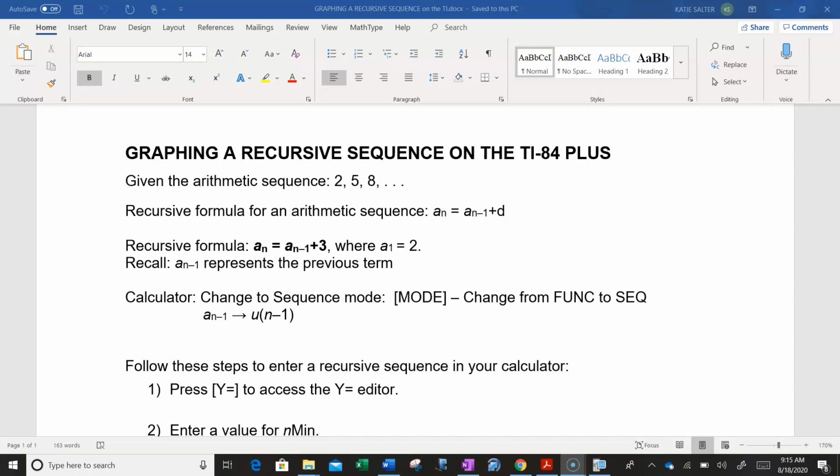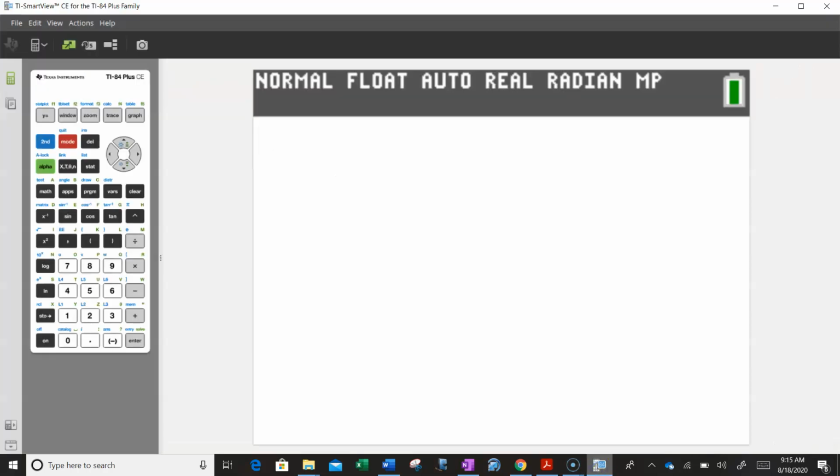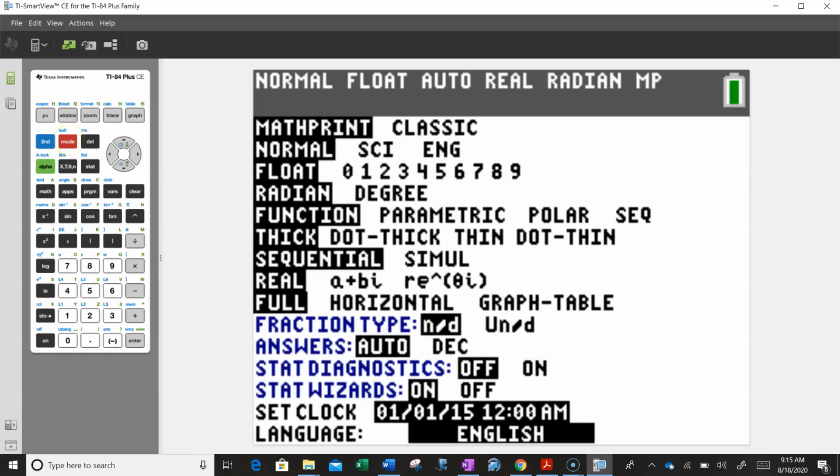Here's the deal. The calculator doesn't let you program the subscript notation, so we're going back to functional notation. The first thing we have to do is change from function mode to sequence mode. Make sure you've got your calculators out. Right beside your second button, you're going to hit mode. Then go down to where you see function, scroll over to sequence mode, and press enter so that it's stuck there. By the end of the semester, you will learn all 4 modes: function, parametric, polar, and sequence.